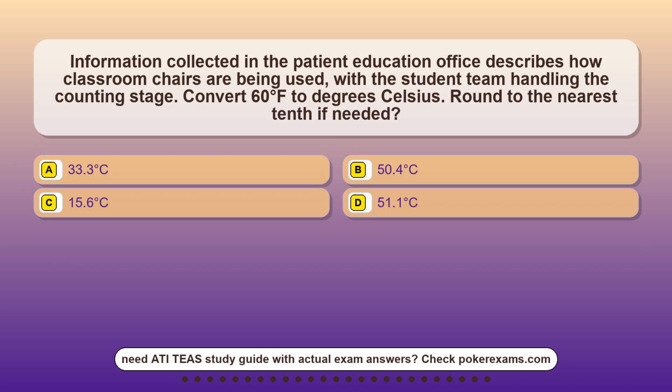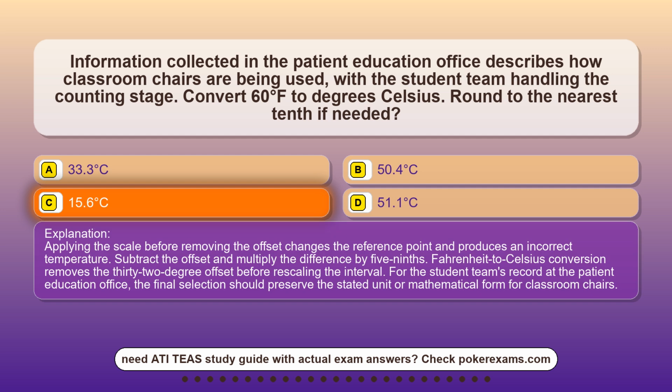Information collected in the patient education office describes how classroom chairs are being used, with the student team handling the counting stage. Convert 60 degrees Fahrenheit to degrees Celsius. Round to the nearest tenth if needed. Option A, 33.3 degrees Celsius. Option B, 50.4 degrees Celsius. Option C, 15.6 degrees Celsius. Option D, 51.1 degrees Celsius. The correct answer is option C, 15.6 degrees Celsius.